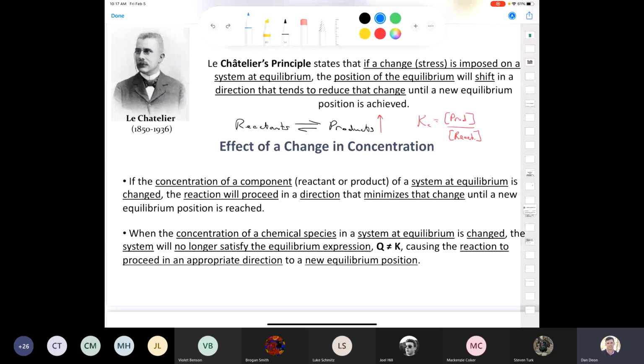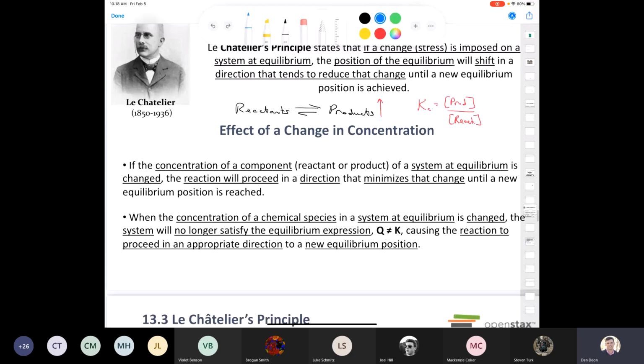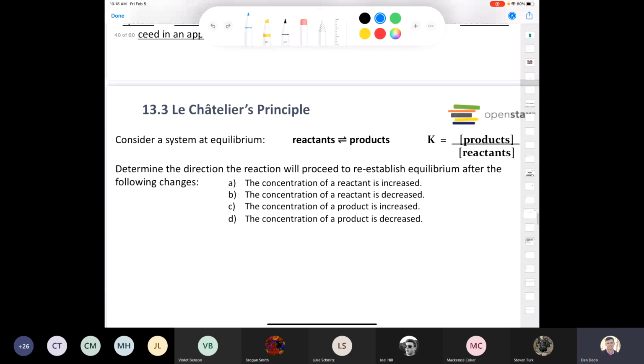Okay, cool, good. Well, at the bottom, it kind of alludes to what I said, the Q and the K. It says when the concentration of a chemical species in a system at equilibrium is changed, the system is no longer going to satisfy Q equals K. Another way of saying that is it's not going to be at K. It's going to be at some other value, which we call Q, a reaction quotient. And remember, it's just like my buddy who tapped me on the shoulder in industry and said, look, buddy, molecules and atoms are going to do what they're supposed to do. So the reaction is going to do what it's got to do to get back to K, to get back to equilibrium. Okay? So let's go over all these scenarios.